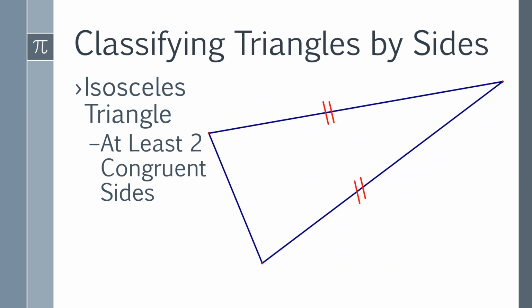Okay, isosceles triangle, that has at least two congruent sides. Isosceles translates from Greek, means isoskeles, equal bones. So just like your legs have equal lengths, that's the same thing with an isosceles triangle. Okay, it's got two congruent sides, equal lengths.